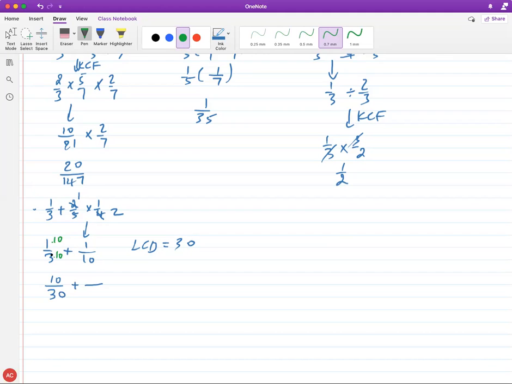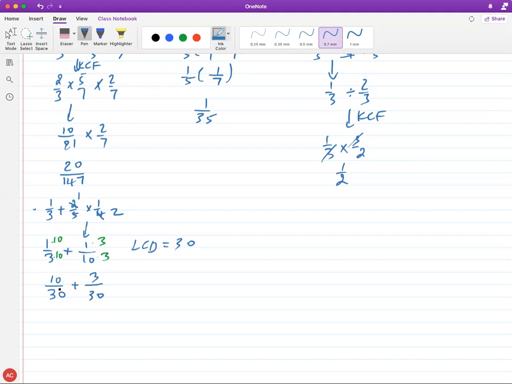When we try to make the denominators the same as the LCD, we need to figure out what to multiply by what to get 30. So here, times by 10. This one also, we need to make it 30, so we're going to times it by 3. 3 here, and also by 3. So we get 3 over 30.